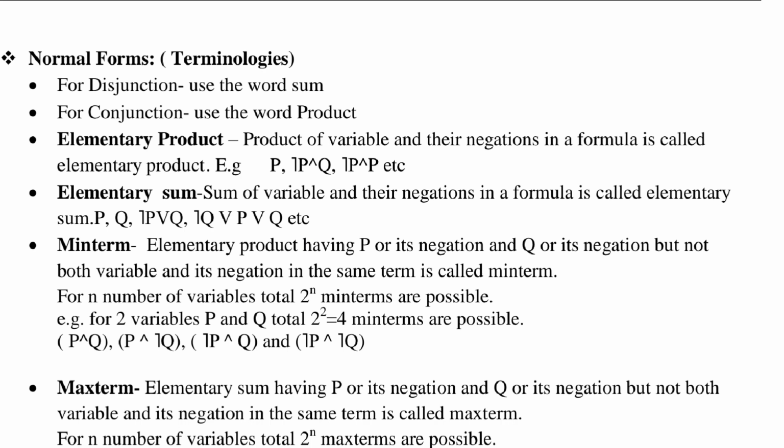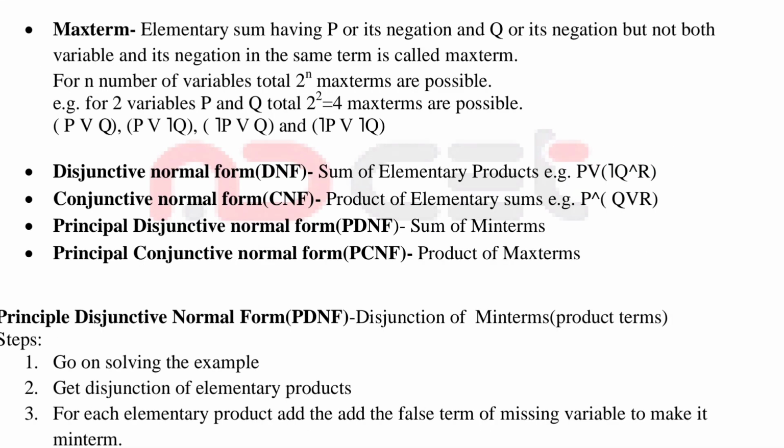Now the max term. An elementary sum having P or its negation, Q or its negation, but not both a variable and its negation in the same term, is called a max term. Again, for n number of variables, a total of 2 raised to n max terms are possible.